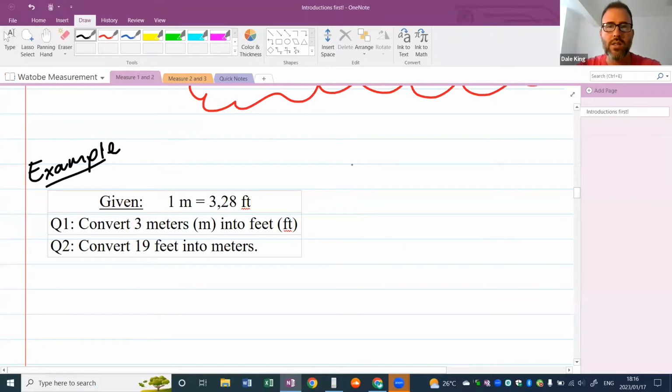Who can tell me what mathematical operation we are going to do to change our 3 meters into feet? In chat, can you type in there which mathematical operator, plus, minus, times, divide, are we going to use to convert our meters into feet?